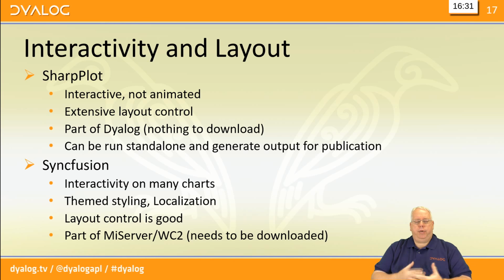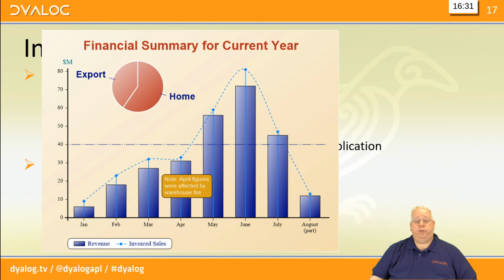So I want to try and contrast the interactivity and layout of SharpPlot and Syncfusion. SharpPlot can be interactive. You can click on data points and do drill down operations or display additional information for that point. But it's not really animated in the same way that Syncfusion is. You have extensive layout control, and I can't emphasize this so much. There are things that you can do with SharpPlot that I haven't seen any other graphics package being capable of.